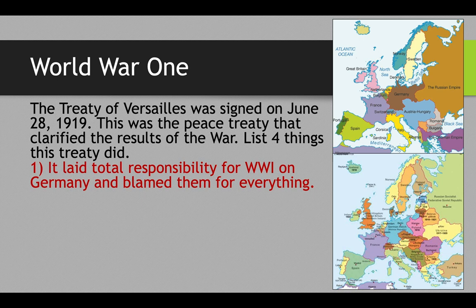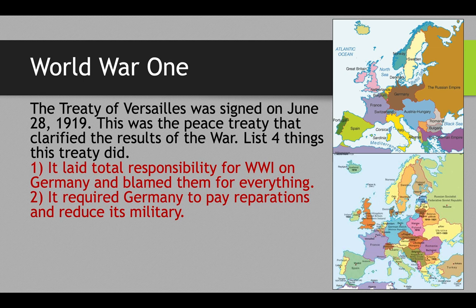Now, to be clear, Germany deserved some of the blame, for sure, but not all of it. I mean, they weren't the ones who fired the first shot. They weren't the first ones to declare war. There was a lot of blame to go around. However, people need a scapegoat, and therefore Germany was blamed for everything. By the way, this was a huge, huge mistake, which we'll get to in a second.